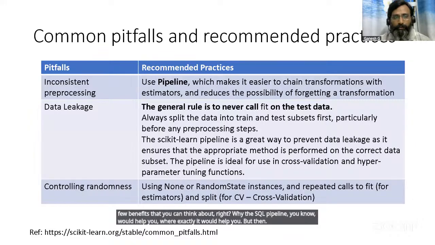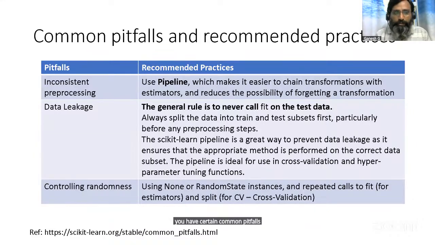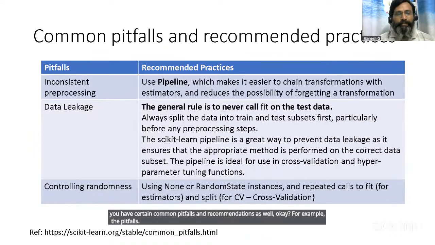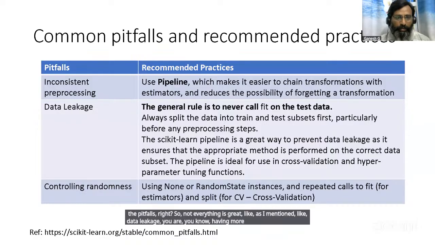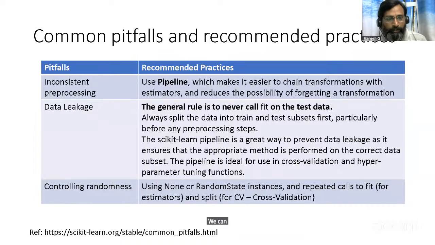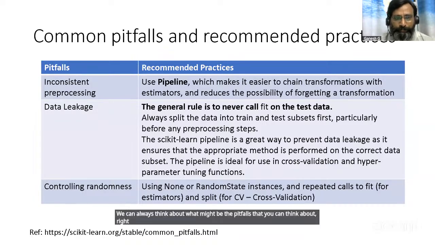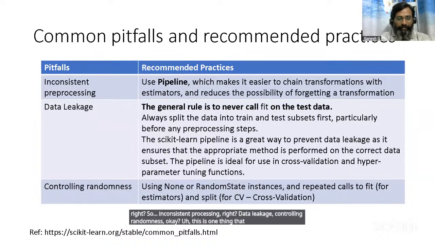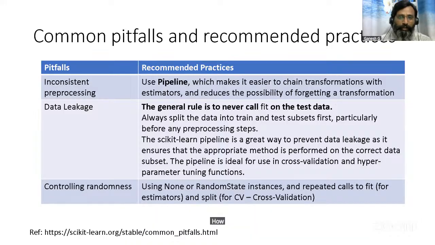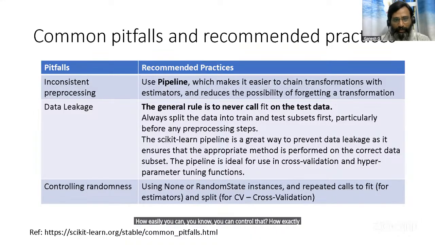But you have certain common pitfalls and recommendations as well. Not everything is great. As I mentioned with data leakage, you have more control until someone exploits it. So we can always think about what the pitfalls might be: inconsistent processing, data leakage, controlling randomness. This is one thing that I really like. Randomness really talks about the drifting of data, so how exactly can you control that?